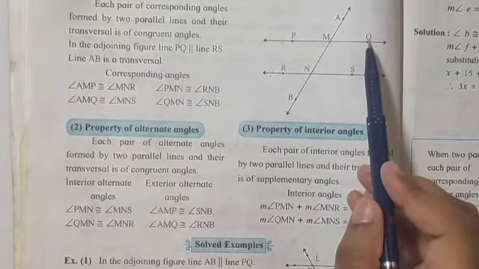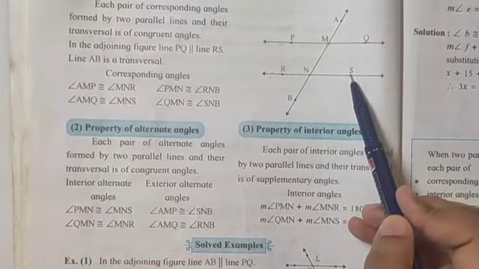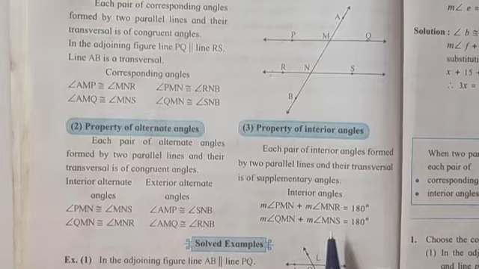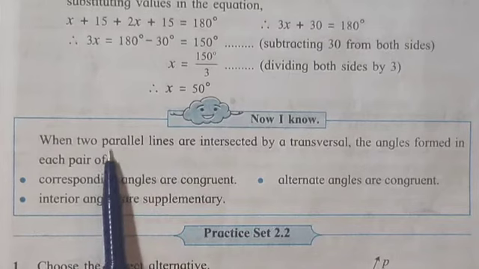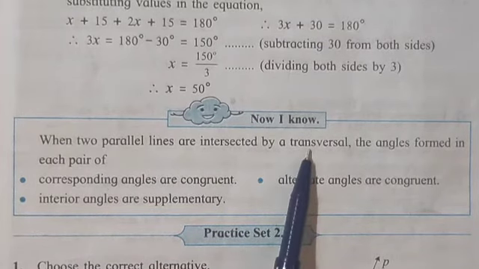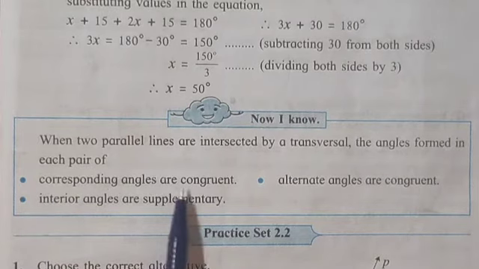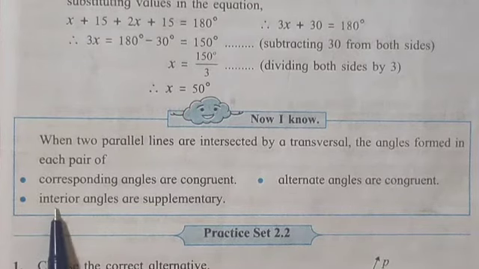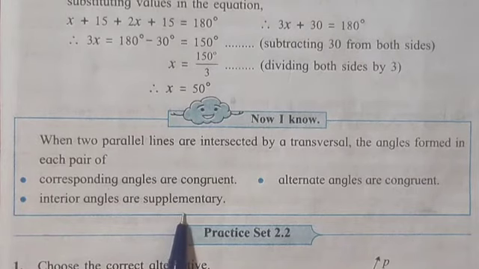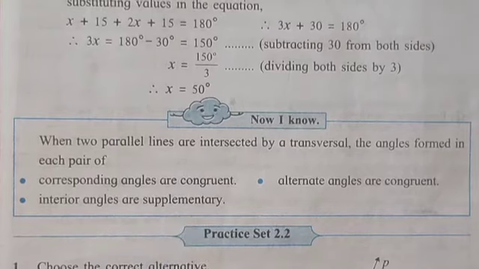Similarly, measure of angle QMN plus measure of angle MNS is equal to 180 degree. Now you know that when two parallel lines are intersected by a transversal, the angles formed in each pair of corresponding angles are congruent, alternate angles are congruent, and interior angles are supplementary. Corresponding congruent, alternate congruent, and interior angles are supplementary.